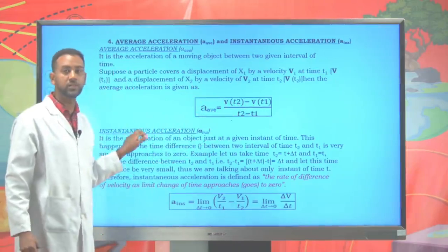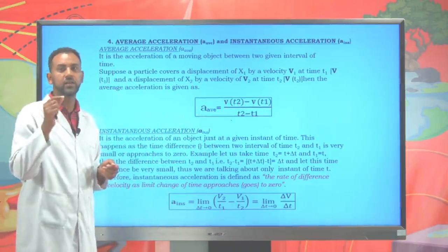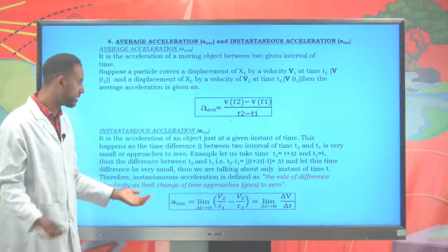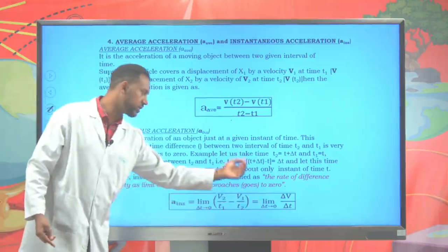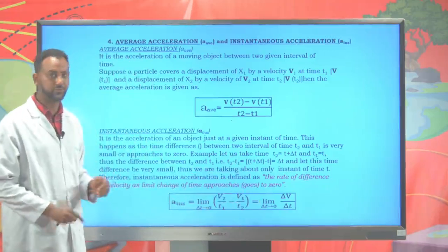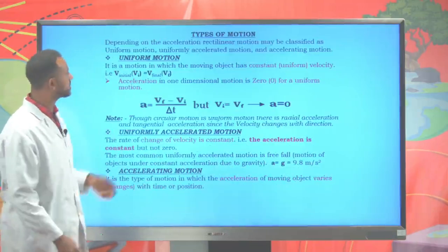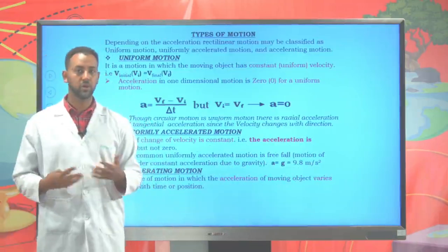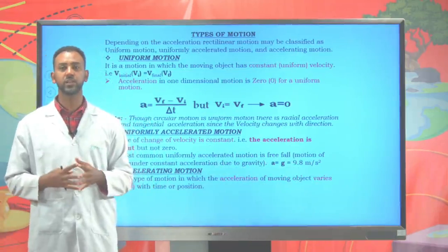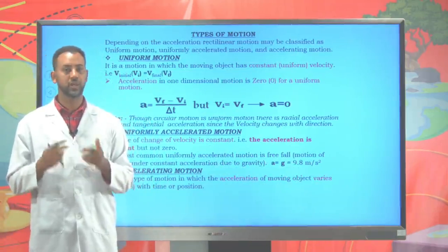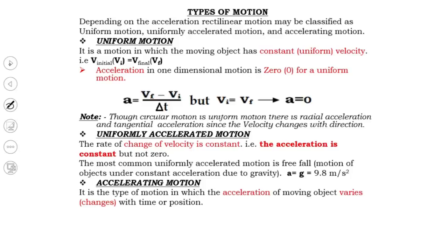Whereas if you are asked to find instantaneous acceleration, it's acceleration at a given instant time t. Therefore, it's possible to use the derivative of the velocity function. Now let's try to see the types of motion. Depending on acceleration, we have 3 types of motion on a given rectilinear motion, or motion along a straight line. What are they? These are uniform motion, uniformly accelerated motion, and accelerating motion.